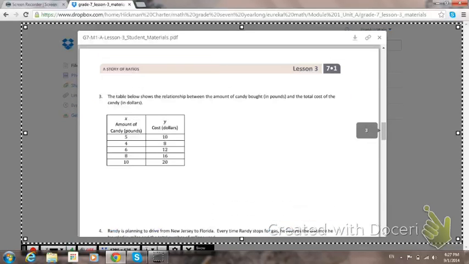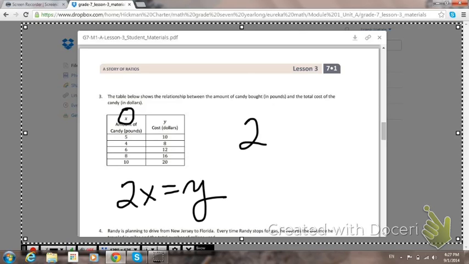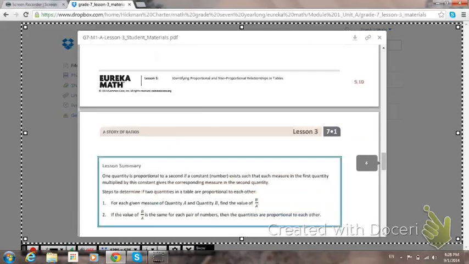Go back, and right here, like we said before, what's our constant here? Our constant number is 2. Everything, you multiply x times 2, so 2x in this case equals y. Here's our x, here's our y, and again these relationships or equations, we're going to do more and more in the future. So let's go back to our lesson summary.